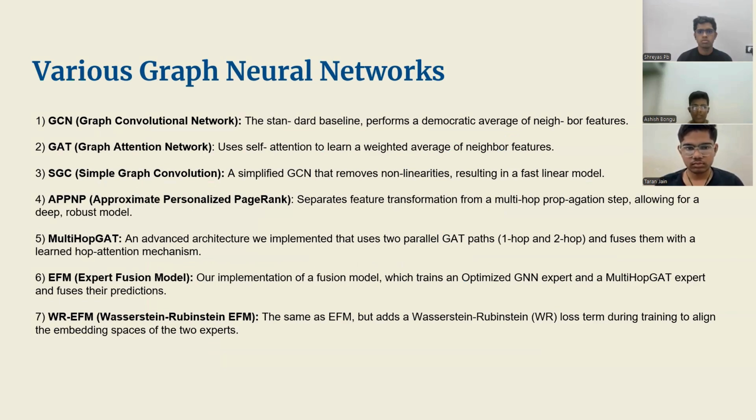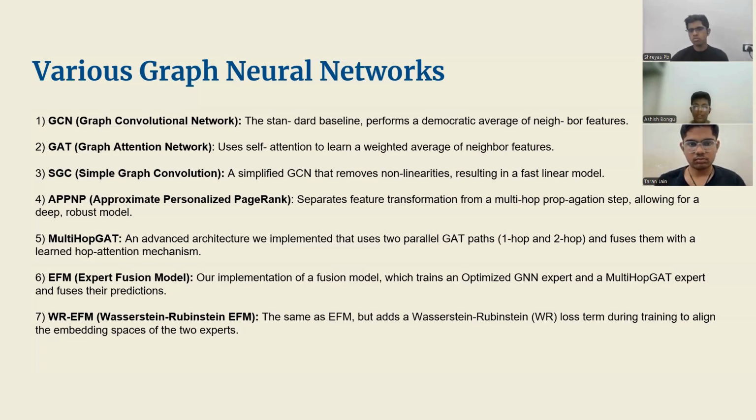So coming to the first one, the GCN model, the graph convolutional network model. To figure out the category of, for example, a paper A, this graph convolutional network model looks at paper A's own abstract and the abstracts of all papers it directly cites. It then takes a simple democratic average of all these features to create a new and more informed representation.